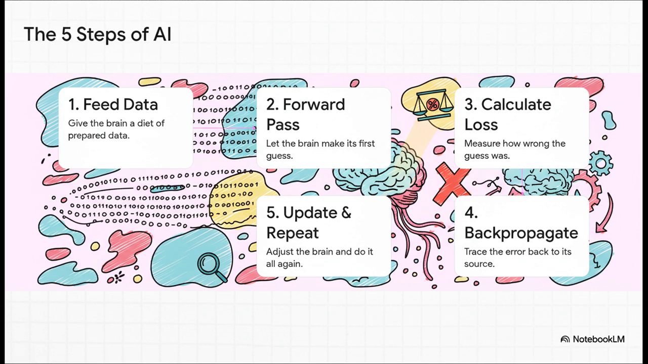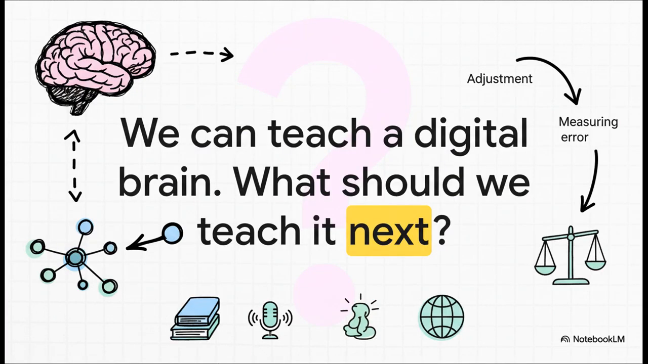Repeat, repeat, repeat. And that's really it. That's the elegant process that allows a machine to learn. It's not magic. It's just a cycle of making mistakes and correcting them over and over at an incredible scale. And that leaves us with one really powerful question. Now that we know how to teach a digital brain almost anything, what should we teach it next?